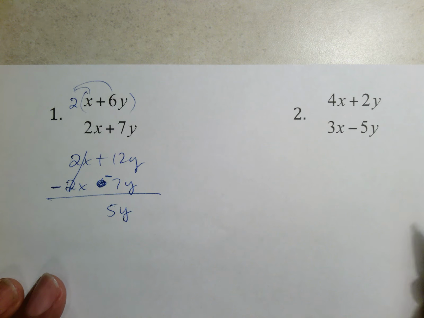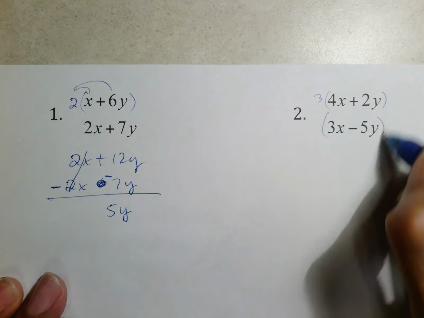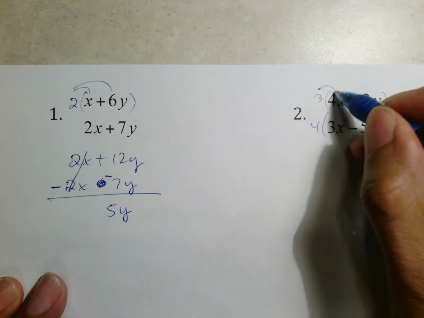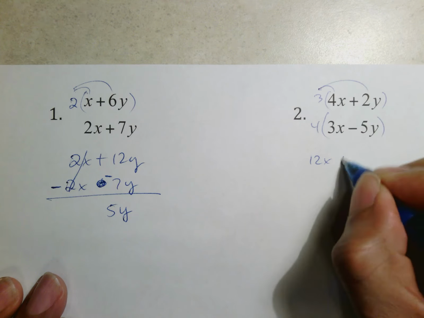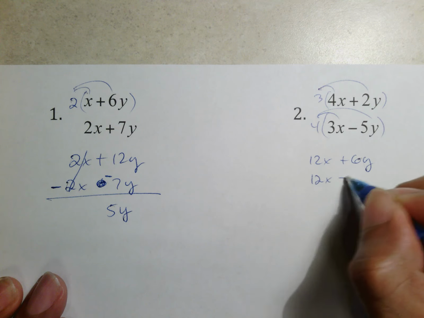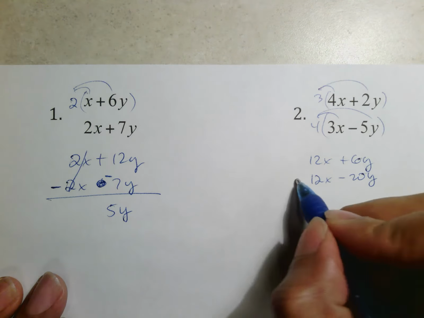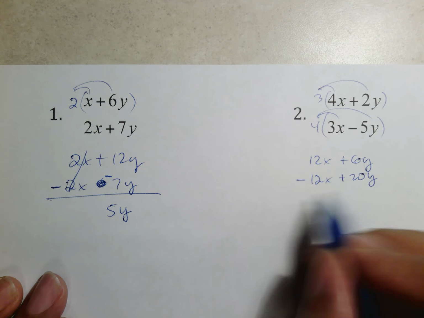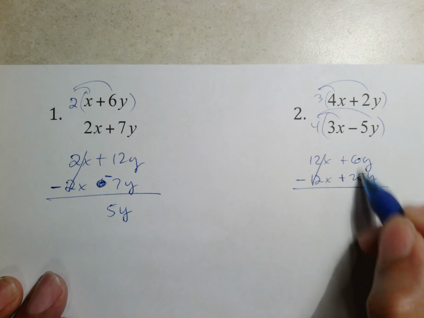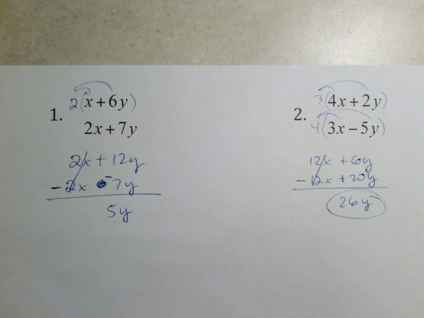Alright. 4x plus 2y, 3x minus 5y. Again, bring my 3 up, bring my 4 down, distribute 12x plus 6y. Distribute 12x minus 20y. 12x's aren't opposite, so I switch the signs on everything at the bottom. 12's go away. 20 and 6 make 26y. And that is what you will type into your MathXL whenever you get that far.